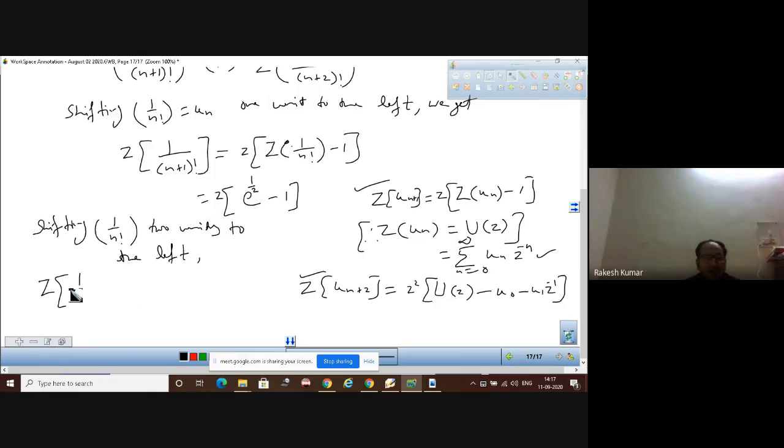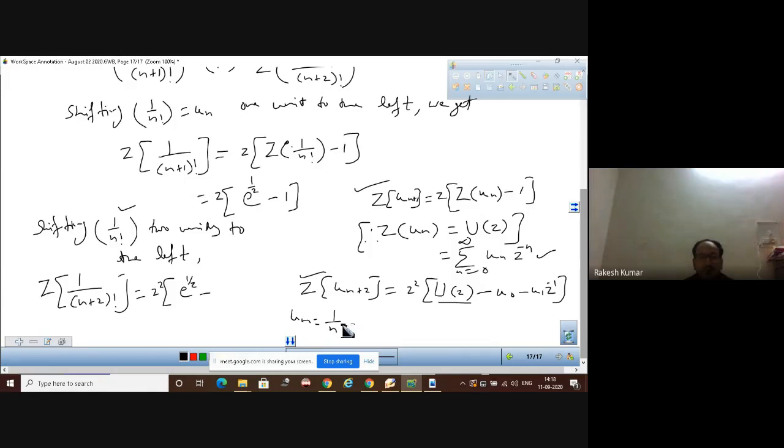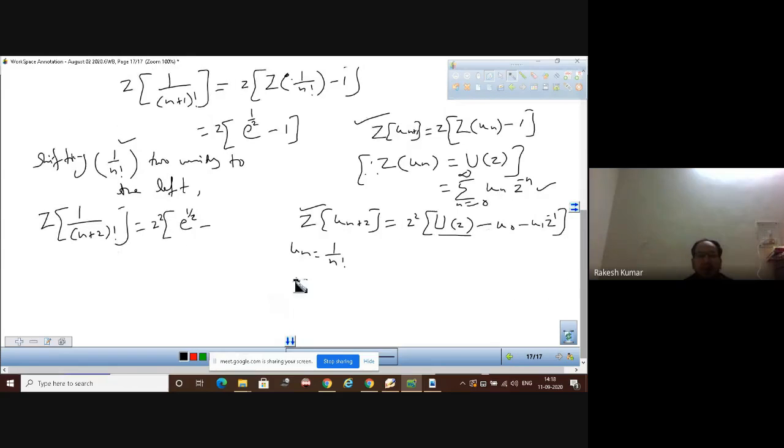So the Z transform of 1 over (n+2) factorial will be equal to Z squared into U(Z). U(Z) is the Z transform of U(n), and that Z transform was e raised to power 1 over Z. And you will be able to find the value of U0, because in our case U(n) is 1 over n factorial. So U0 will be 1 upon 0 factorial. 0 factorial is always 1, so that will be 1. So you can use the value here.